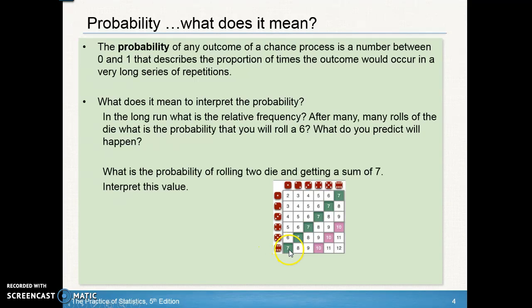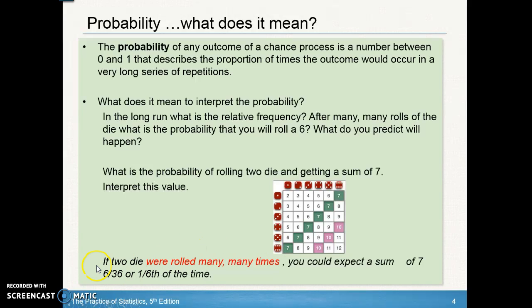So here's a table. Okay, so we're not going to just say the probability of rolling 2 dice and getting a sum of 7 is 6 out of 36 or 1/6. It's in the long run.